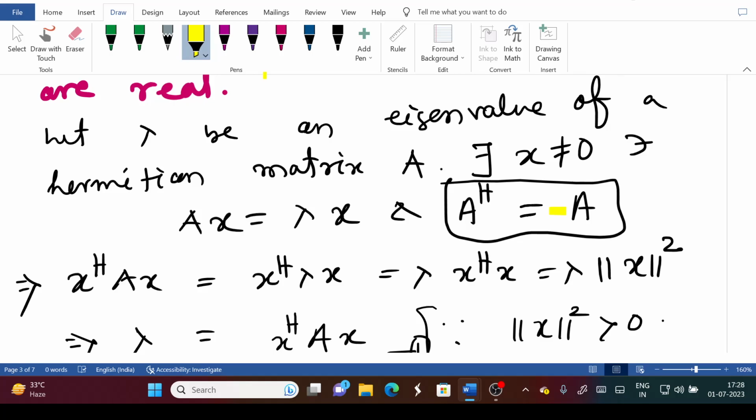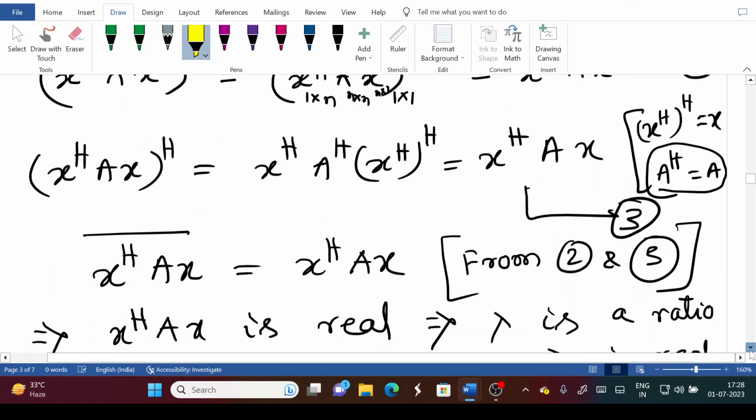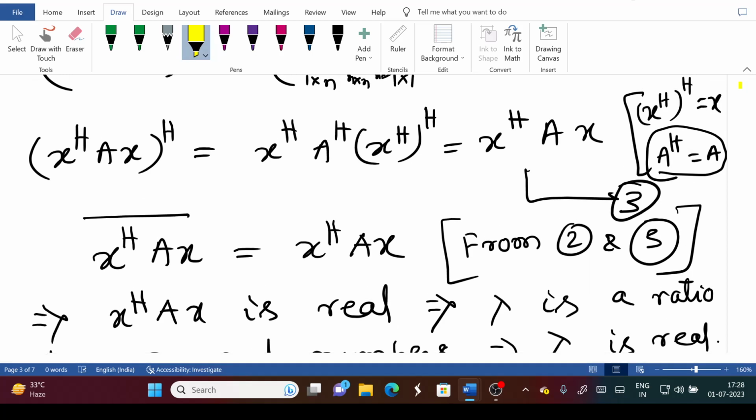In that case, all the rest will continue as it is. Here there will be a small change: it is minus, so it is minus. Now z bar is equal to minus z, which implies it is either 0 or purely imaginary. The denominator is real and the numerator is 0 or purely imaginary. Hence lambda is 0 or purely imaginary. Like this one can prove very comfortably for skew Hermitian matrices.